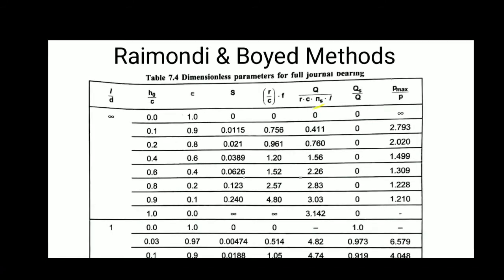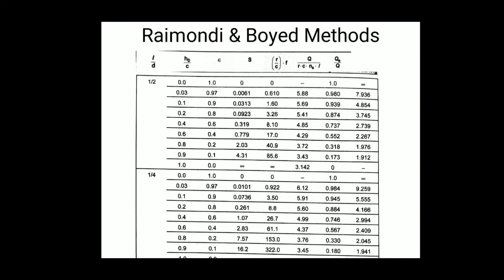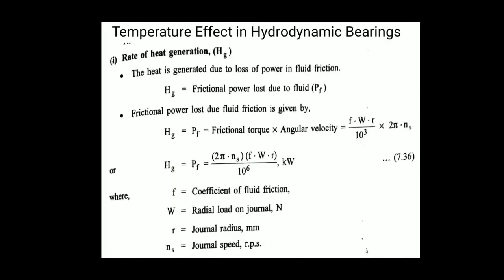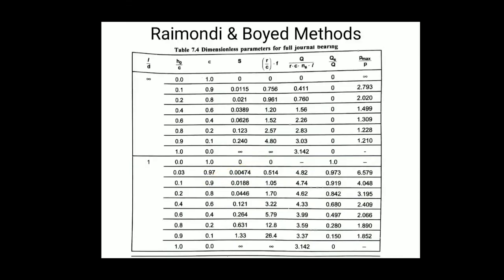This kind of table has L by D ratios of 1, infinity, 1 by 2, and 1 by 4. So we have to check the length and diameter of the bearing, decide the L by D, and then decide which L by D ratio we need to focus on. Clear? This kind of chart will be available directly in the examination. The numericals are straightforward and depend on this chart. They will ask you to calculate the Sommerfeld number, and you can read it directly with no need to calculate. If they have given the table, suppose L by D ratio is 1 and h0 by C is 0, then S is 0. From the chart we can easily find the parameters.